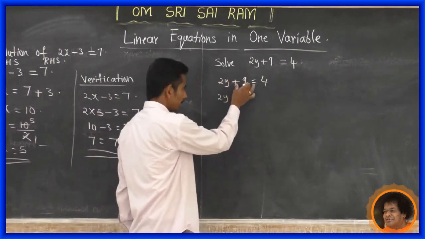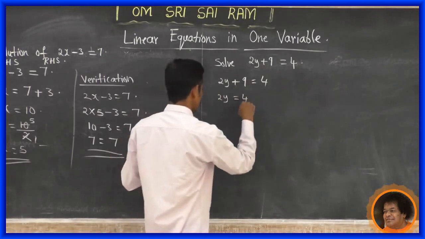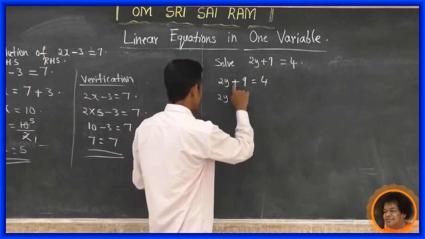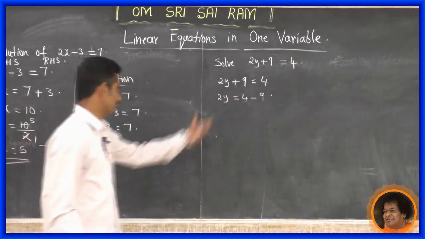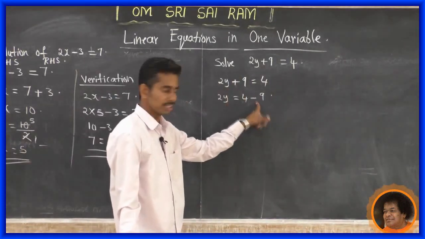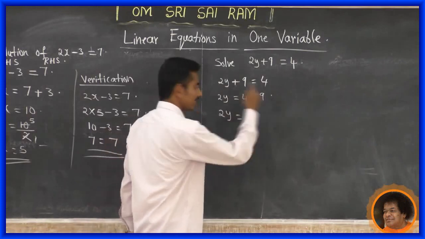This is the left hand side. Now plus 9 is in the left hand side. Transposed to the right hand side, it becomes, 4 is already given in the right hand side, plus 9 becomes minus 9. So 4 minus 9. Addition becomes subtraction. 2y equal to 4 minus 9.